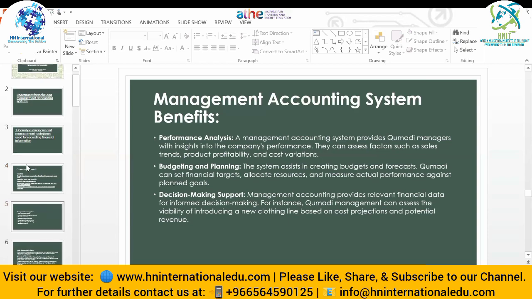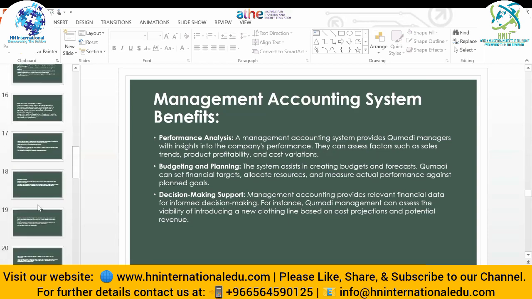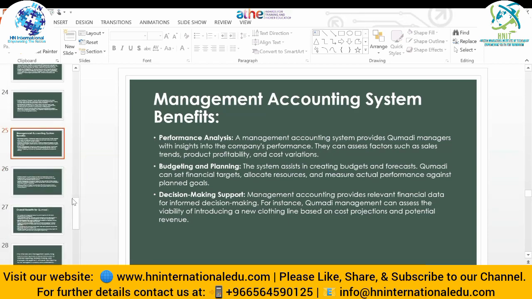We are done with the financial techniques. Now we have to move towards the management one, and here it is. The first benefit is performance analysis. A management accounting system provides Kumadi managers with insights into the company's performance. They can access factors such as sales, trends, product profitability, and cost variation.